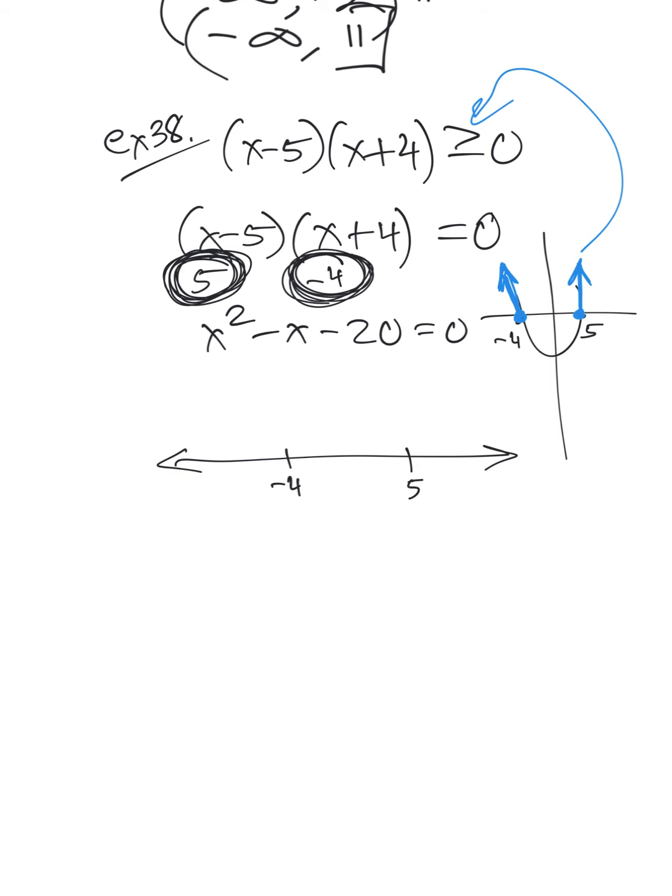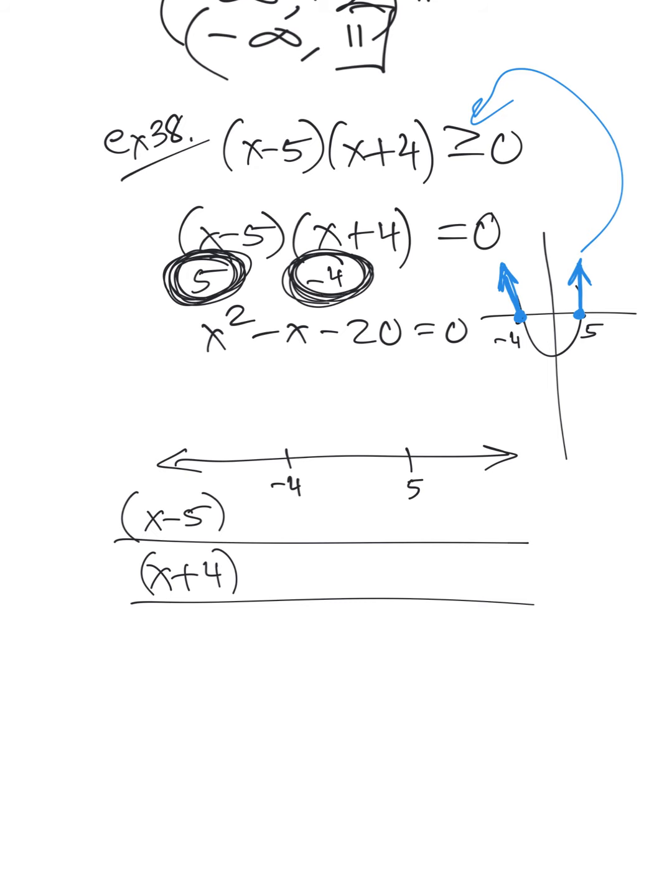All right, so the next part is you're going to put all the factored forms on the left side of your chart. You're going to make a gridded chart here. So do exactly what I do. I'm going to put x minus 5 there. And I'm going to put x plus 4 there. You don't have to have the parentheses around it.